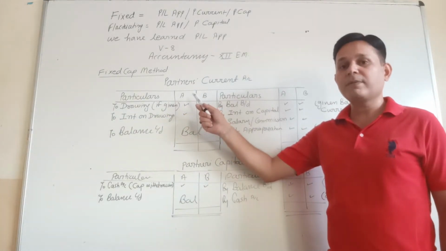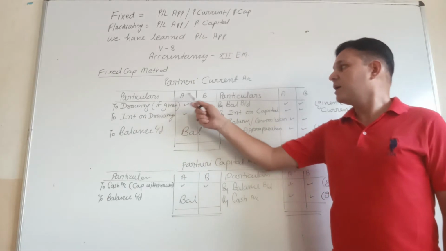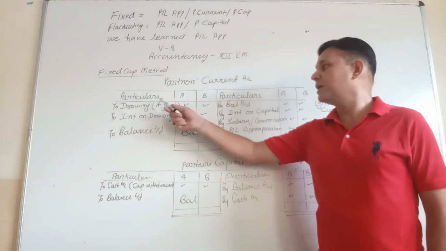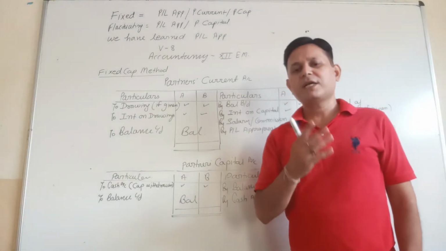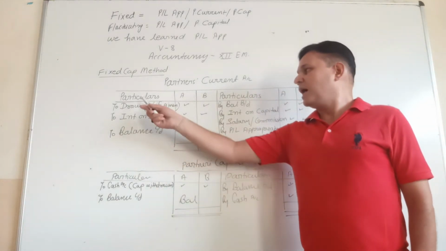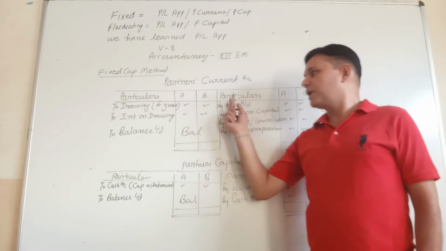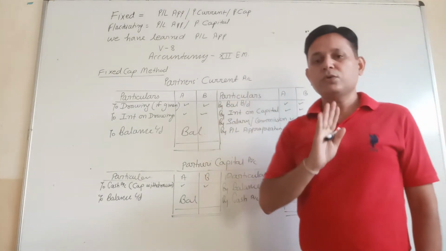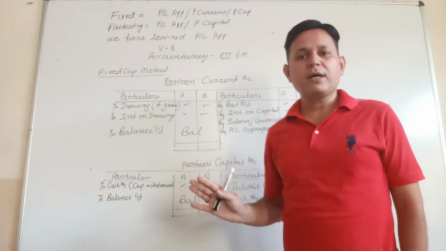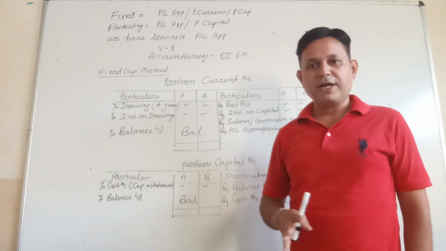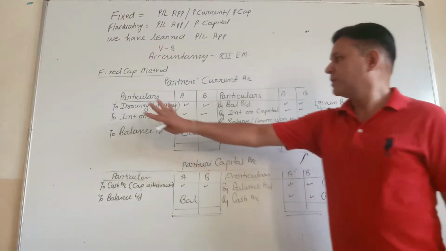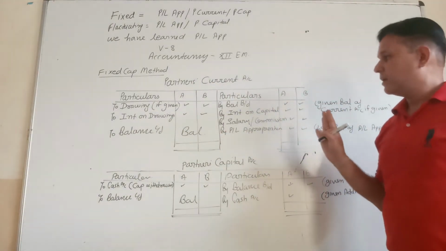Suppose the two partners' names are A and B, then particular A, B. If there are three partners, then particular A, B, C, particular A, B, C. But I have assumed that there are two partners, that's why I prepared only particular A, B, particular A, B. Except that, you are not required to prepare the column of LF. This is the complete format.